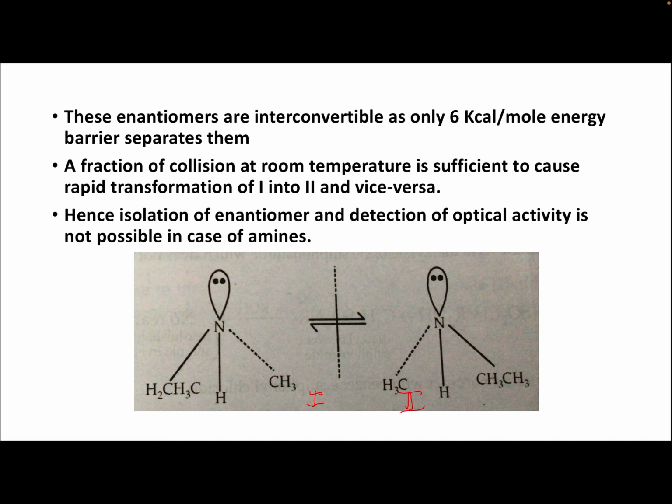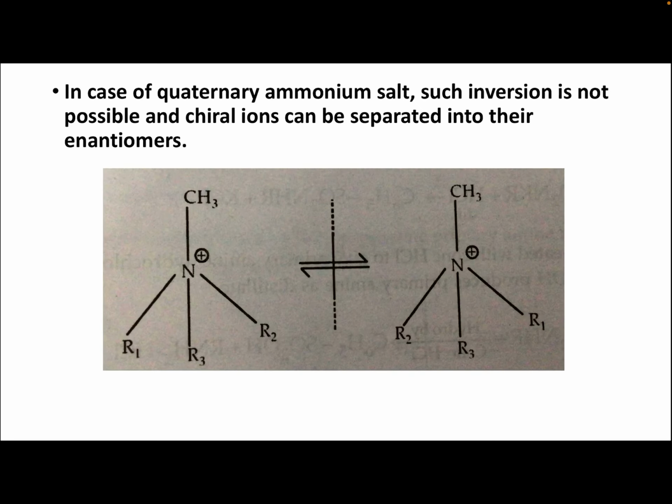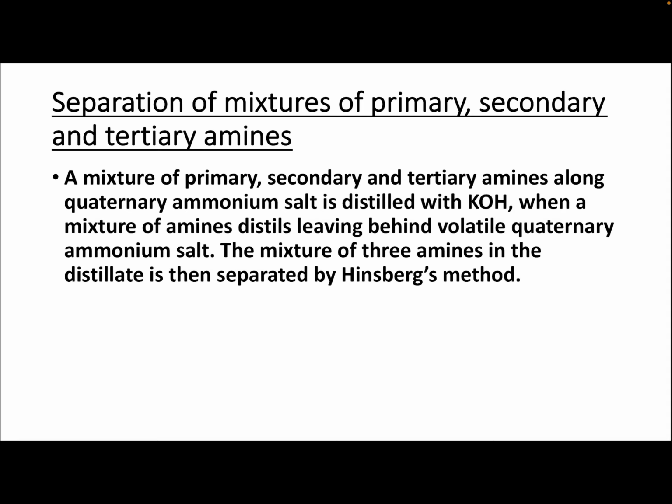Hence, isolation of any isomer and detection of optical activity is not possible in the case of amines. Isolation is not possible because their energy difference is very small. In the case of quaternary ammonium salts, such inversion is not possible and chiral ions can be separated into their enantiomers. So in quaternary ammonium salts, we can separate these enantiomers. So this was about the stereochemistry of amines.